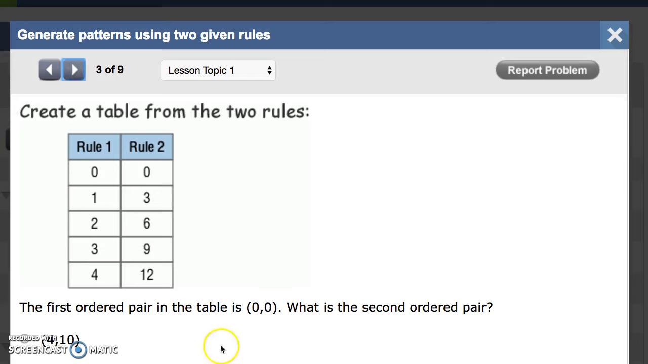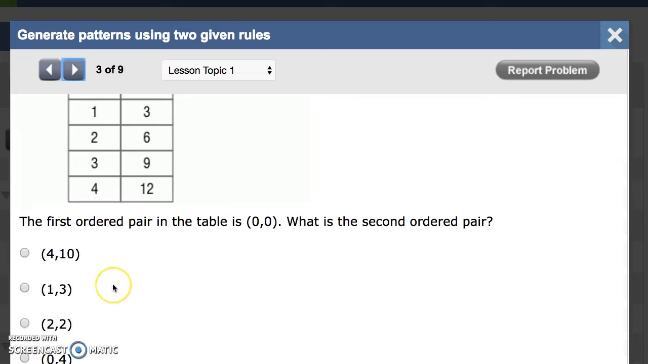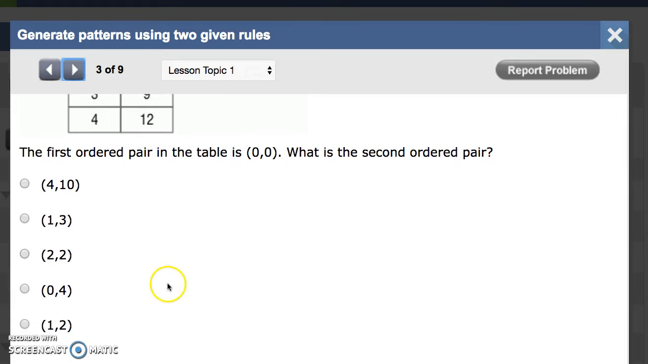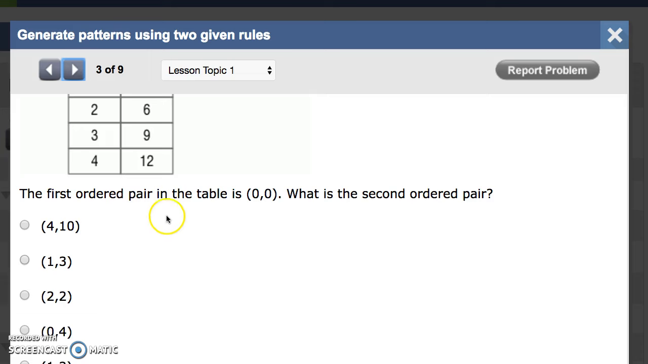What you can do with that information is create a table. Rule 1 has the numbers all going down. Rule 2 has the same numbers all going down. So the first ordered pair in the table is 0, 0. What is the second ordered pair? Is it 4, 10, 1, 3, 2, 2, 0, 4, or 1, 2? Well, it would be 1, 3, because we're looking for the pair: 1 from rule 1, 1 from rule 2. So 1, 3 is the correct answer.